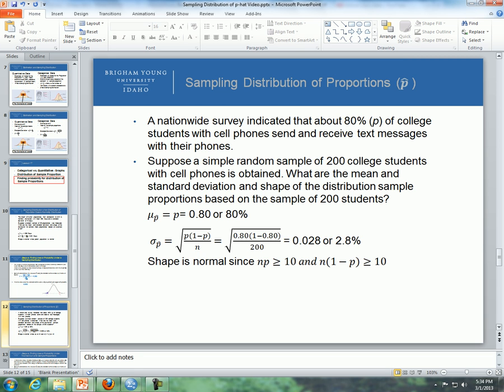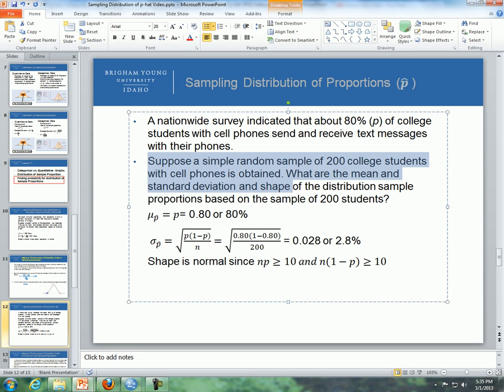So a nationwide survey indicated about 80% of college students, so that's our population proportion, so students with cell phones, send and receive text messages with their phones. So suppose a simple random sample of 200 college students with cell phones is obtained. What is the mean, the standard deviation, and shape of the distribution of sample proportions based on a sample of 200 students?